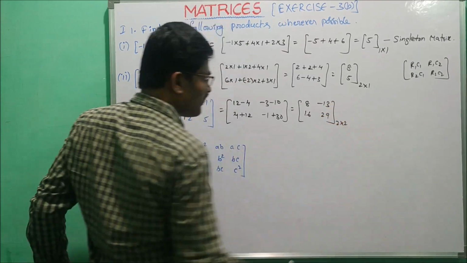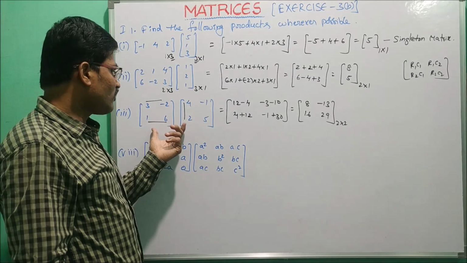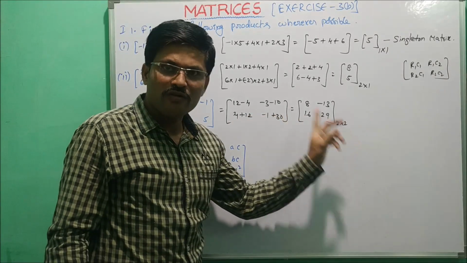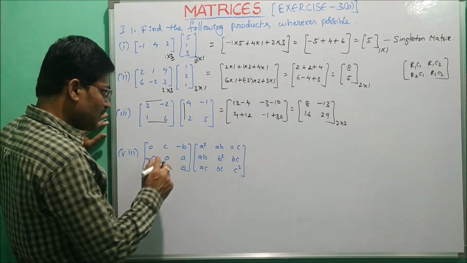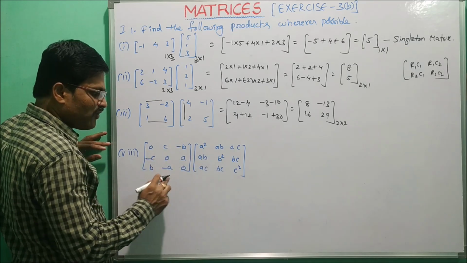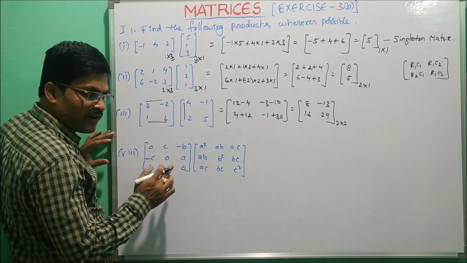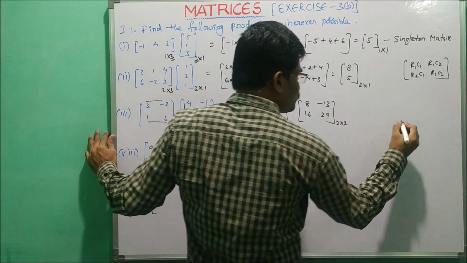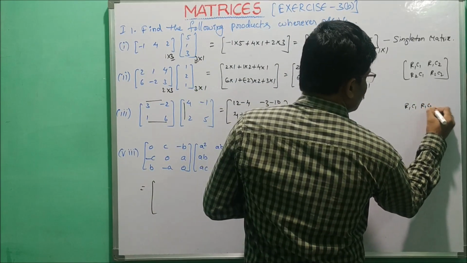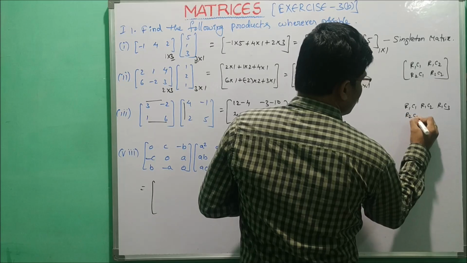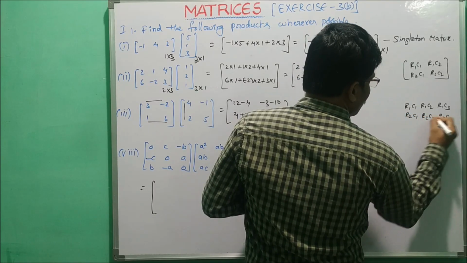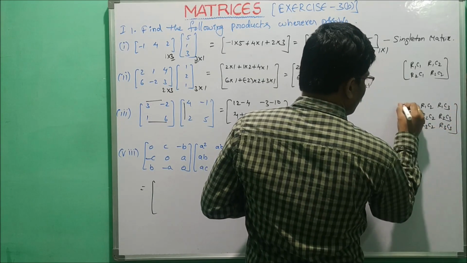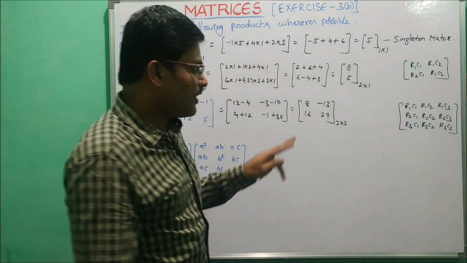So the order of the resultant matrix is 2 by 2 because the given two matrices are of order 2 by 2 and also these are square matrices. Therefore our resultant matrix is also of order 2 by 2. Similarly, in that matrix these are two square matrices of order 3 by 3. Now our resultant matrix is also of order 3 by 3. Clearly we have to take R1C1, R1C2, R1C3, R2C1, R2C2, R2C3, R3C1, R3C2, R3C3. So this is our resultant matrix of order 3 by 3.